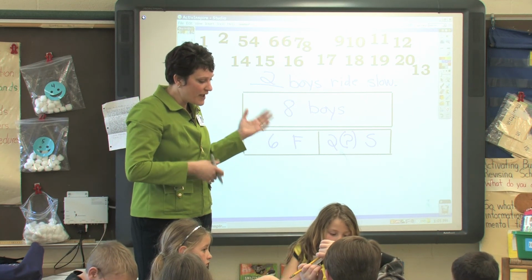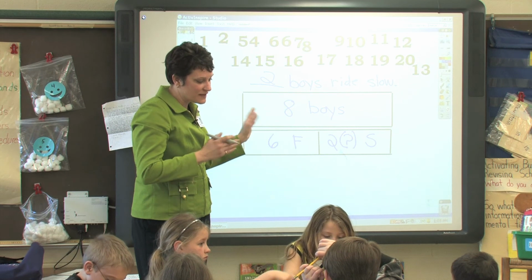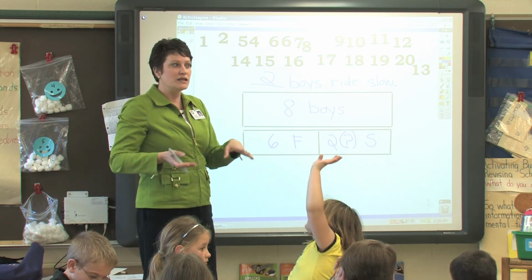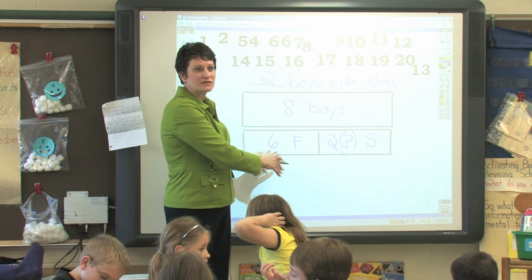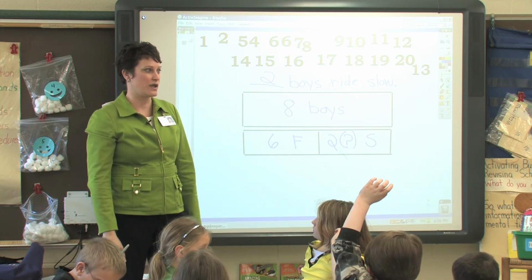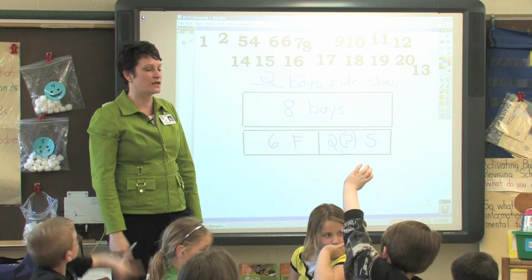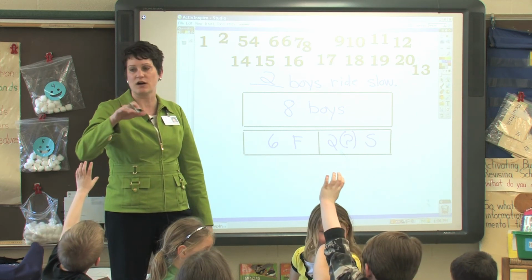Some boys are riding a bike. 6 of them were fast and the rest were slow. How many of them were slow? Can you now give me a number sentence to match our story? After we just got done talking about all kinds of equations, which one matches our story?